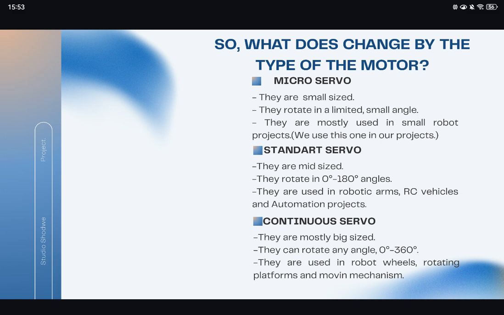We have standard servos, and they're mid-sized compared to our micro servos. They also rotate in 0 to 180 degree angles, and they're used in robotic arms, RC vehicles, and automation projects. And we have continuous servos, and they're mostly the biggest sized between these other two types of servos. They can rotate in any angle, like 0 to 360, and they are used in robot wheels, rotating platforms, and moving mechanisms.